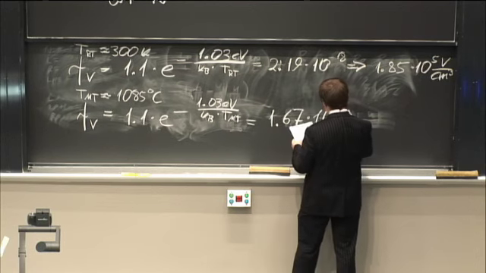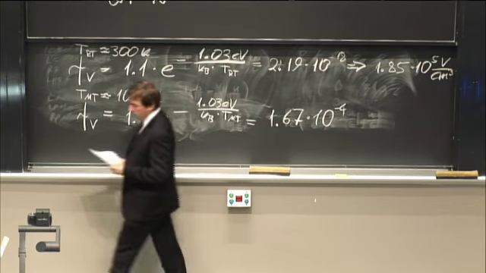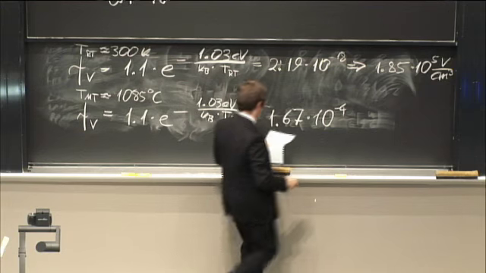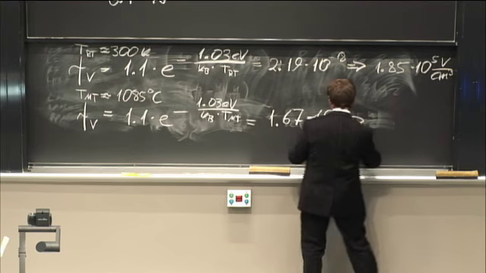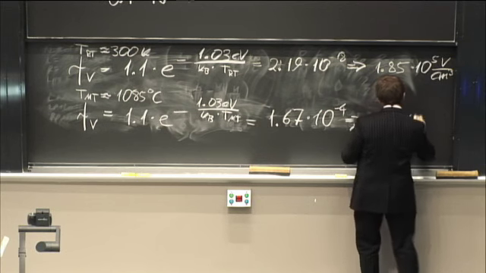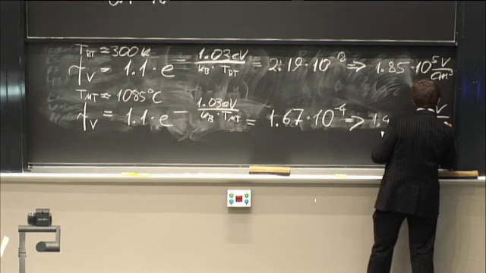Okay, and when we do this, we get a vacant site fraction, which is 1.67 times 10 to the minus 4. Okay, and that corresponds to 1.41 times 10 to the 19th vacancies per centimeter cubed.